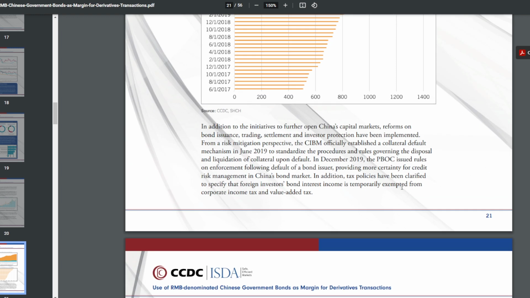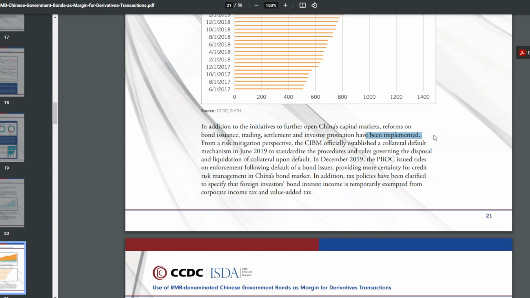And it says, in addition to the initiatives to further open China's capital markets, reforms on bond issuance, trading, settlement, and investor protection have been implemented. I'd have to go through and look and see really what that means. Like, what are the actual settlement times for these? What do they have in place for investor protection?